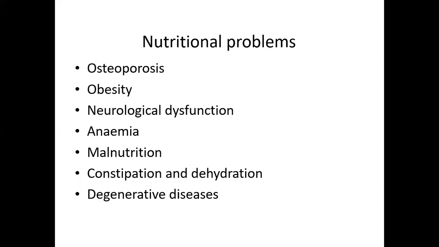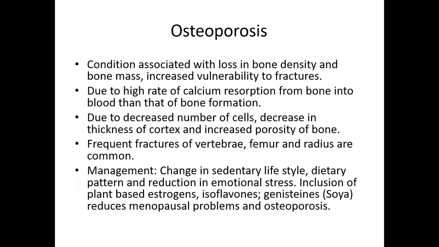What are the different nutritional problems faced by an elderly person? The most common is osteoporosis, obesity, neurological dysfunction, anemia, malnutrition, constipation, dehydration, and also degenerative diseases. Osteoporosis is a condition associated with loss in bone density, and they become very vulnerable to fractures.